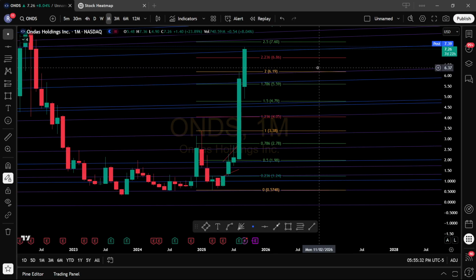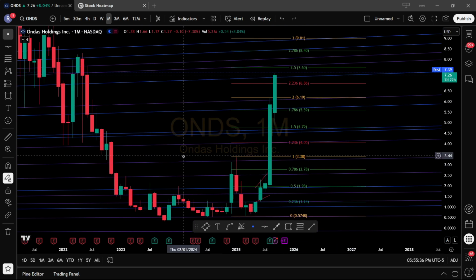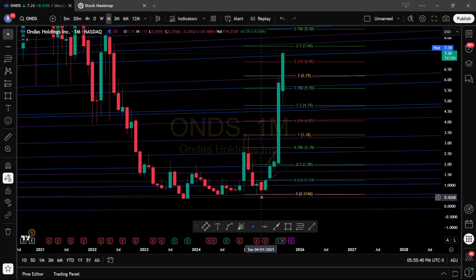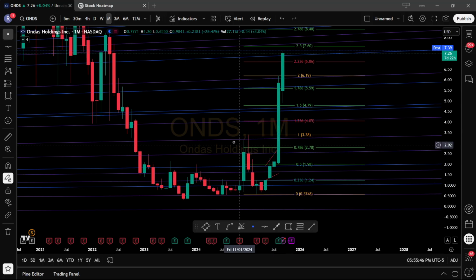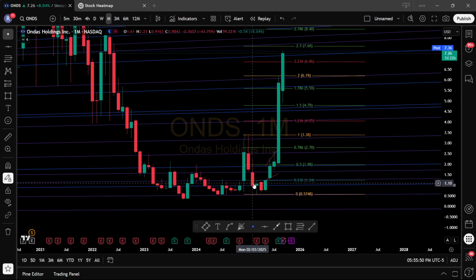So this is just ONDS, and this is an example of looking at Fibs, seeing that the money's already been taken out down here. This is actually, no, this is not the same stock. I was just looking at OpenAI, and I texted about that way in the summertime before it actually took off.